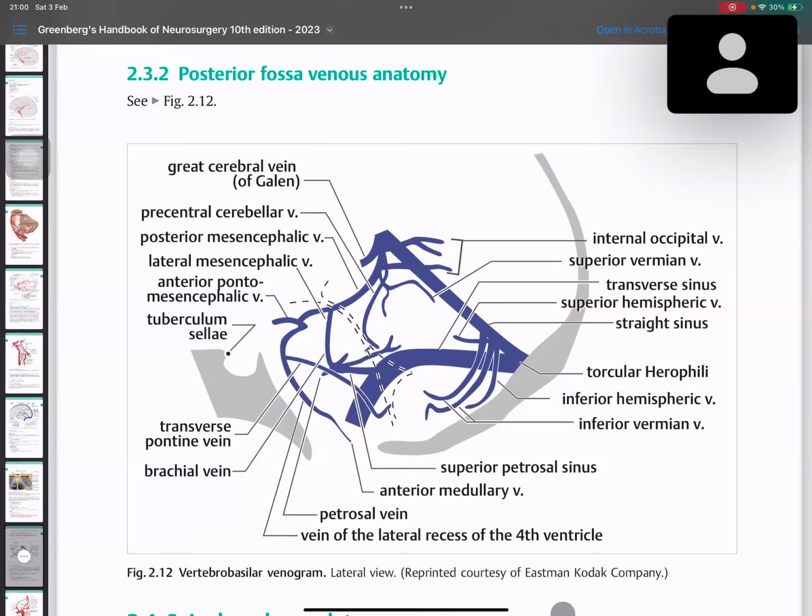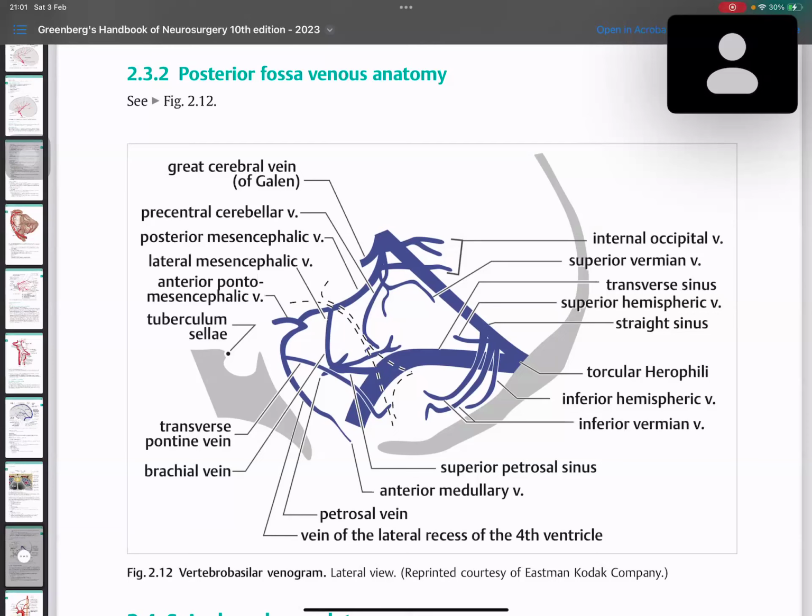We have the posterior mesencephalic vein, which, like its name says, drains the posterior part of the mesencephalon. Laterally, we have the tuberculum sellae. But like I said earlier, the importance of the Galen vein comes from these different structures which drain into it, amongst which we have the internal cerebral veins and the posterior cerebral veins.